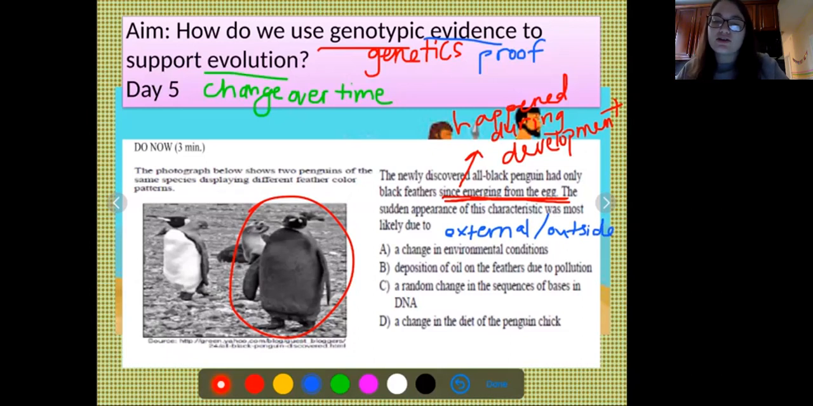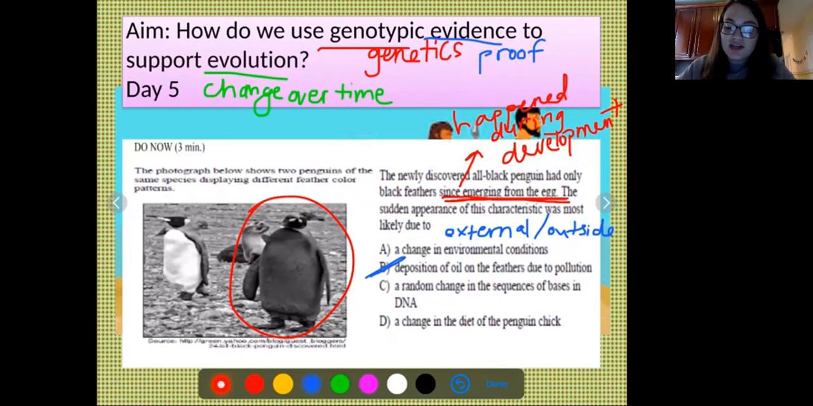All right, what about B? Deposition of oil on the feathers due to pollution. This is talking about like if this penguin walked over to a puddle of oil and tripped, and that oil got all over his white feathers and turned them black. Does that sound like something that happened during development, or something that happened after the penguin was born? That's something that happened after the penguin was born, so it's not going to be B, because this is not something that happened during development.